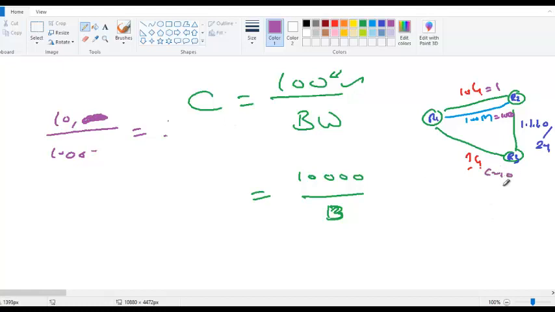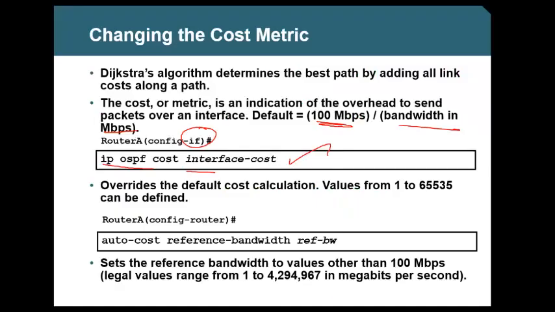See? Now OSPF has become a clever protocol. It can now choose this path as the best path. If that fails, this is the second best path. If that also fails, only then it will come to the 100 meg path. See how easy it is? Just change the numerator. So do like this, or go and change the reference bandwidth.